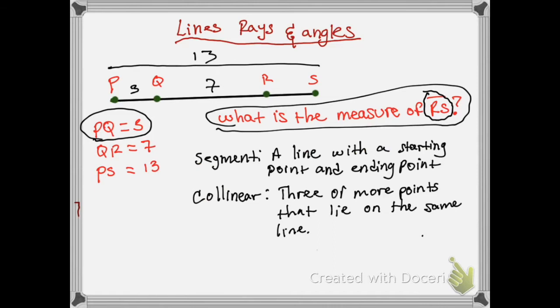So let's recap some vocabulary terminology here. We talked about a segment, which is just a line that has a starting point and an ending point. And then collinear, you're going to see this word often, okay? Collinear simply means 3 or more points that lie on the same line. Notice here that I have 4 points and all of them lie on the same line. Therefore, these points are collinear.